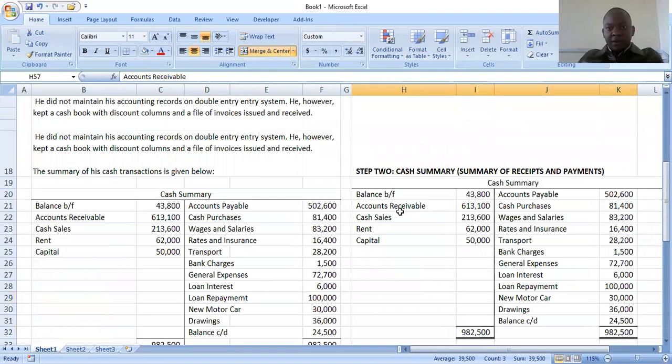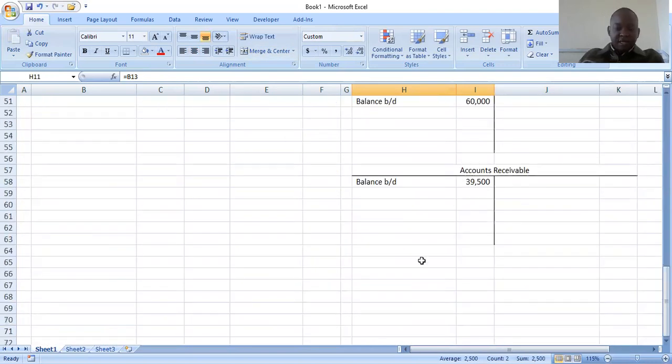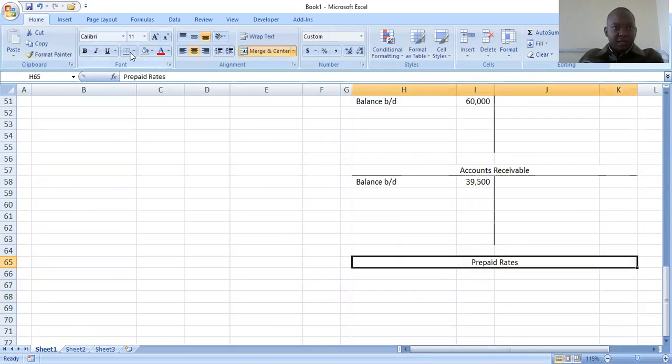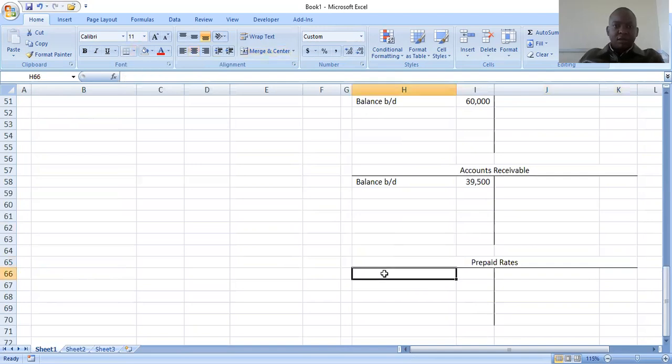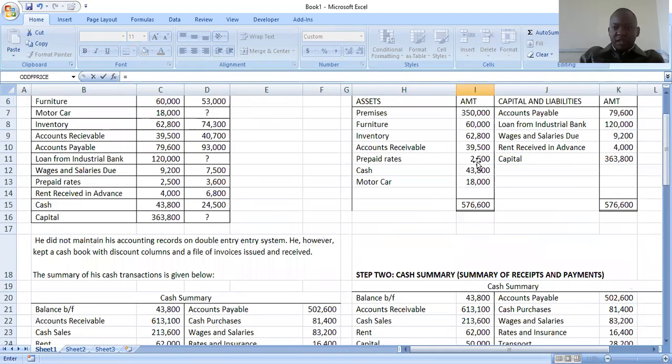Then we have the other account, that is prepaid rates. So prepaid rates is an asset, it's a current asset, a prepaid expense. Prepaid expenses should always be treated as current assets. So being a current asset, it will have a debit balance. So on the debit side at the beginning, we have prepaid rates. The balance brought down for prepaid rates is 2,500.